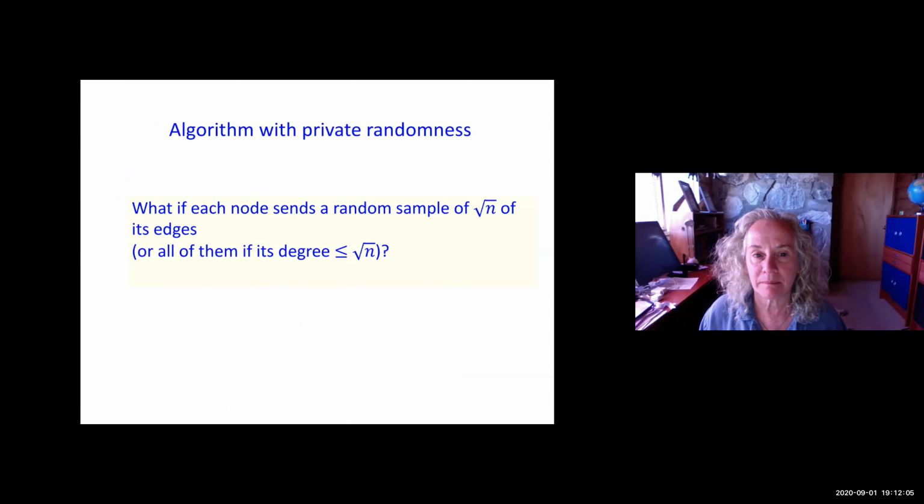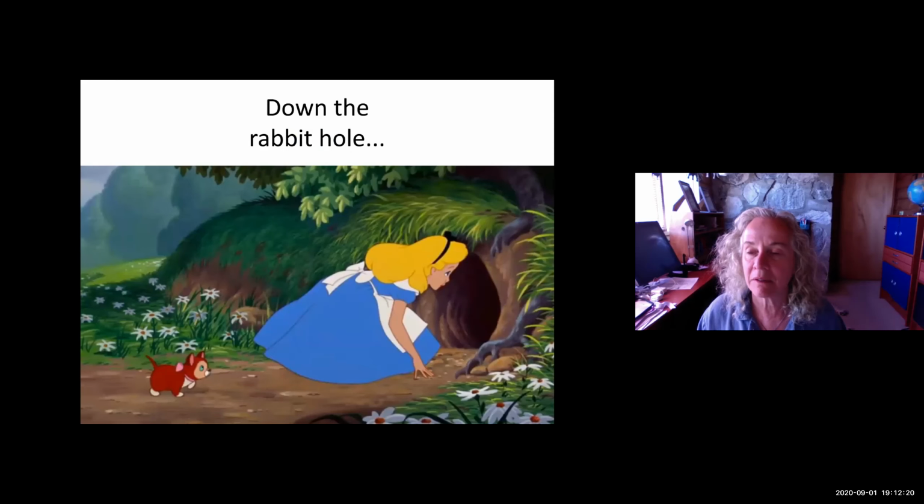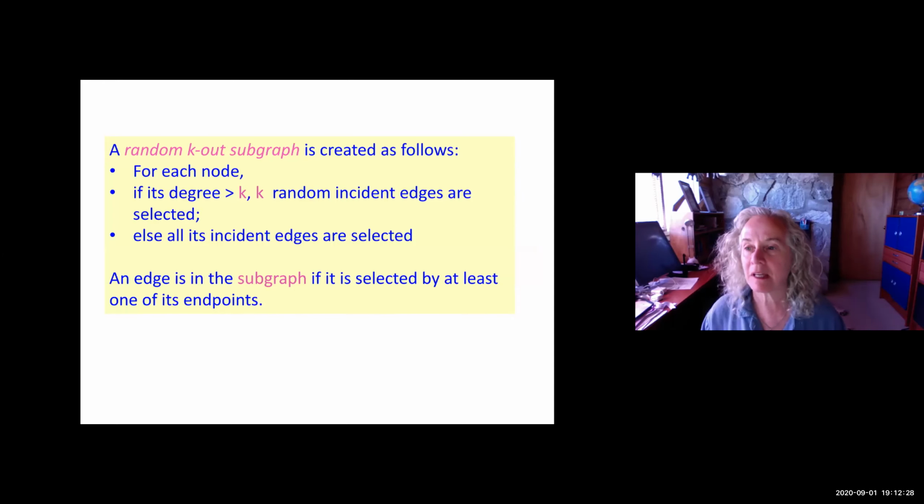In particular, we're assuming private randomness, and we asked ourselves, what if a node sends square root n of its edges, or all of its edges if it had fewer than square root n edges? So this led us down a rabbit hole, and this is how we ended up at the problem I'm going to talk about today, which is the random k-out subgraph.